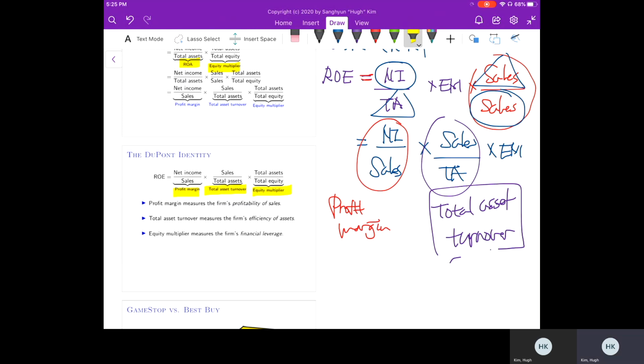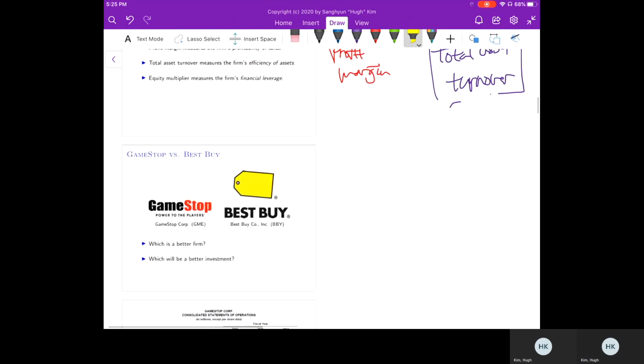And we're going to apply this DuPont analysis to real-world companies here. So GameStop versus Best Buy, head-to-head. I've chosen these two companies because I believe that these are fairly well-known retail companies that I hope you are all familiar with.